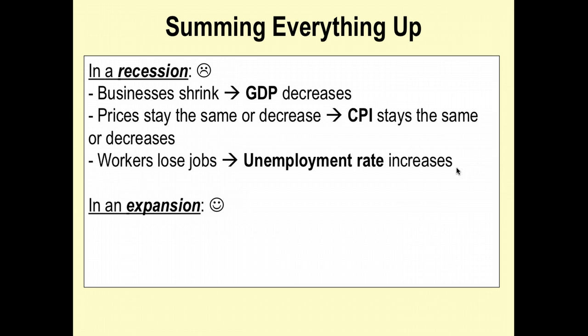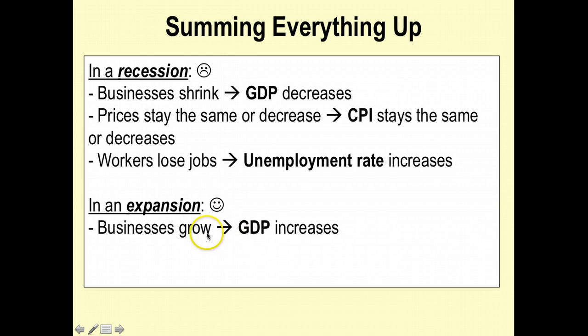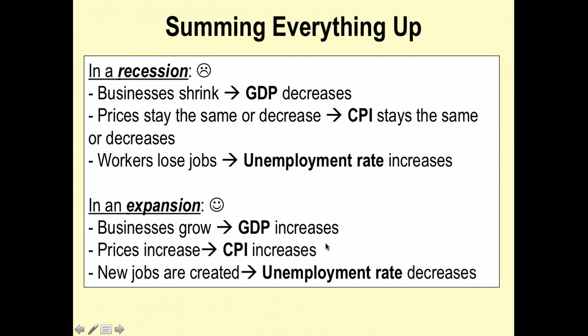However, in an expansion, yay, businesses tend to grow, make lots of money, and when businesses grow, you have lots of goods and services being purchased, therefore GDP goes up. As GDP goes up, the prices go up, and if prices are going up at a steady pace, not too much, the CPI, or the Consumer Price Index, increases. And when you have businesses growing, prices increasing, companies are able to hire new people, and when companies hire new people, the unemployment rate decreases.